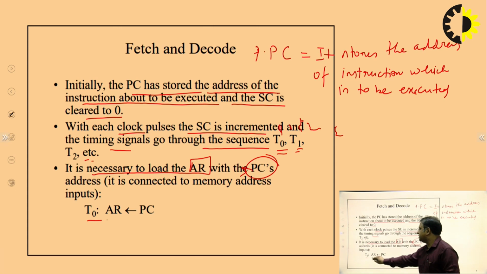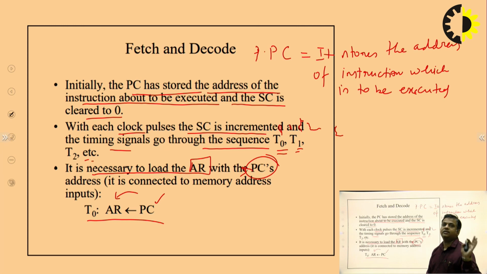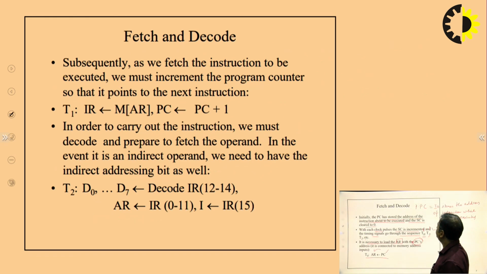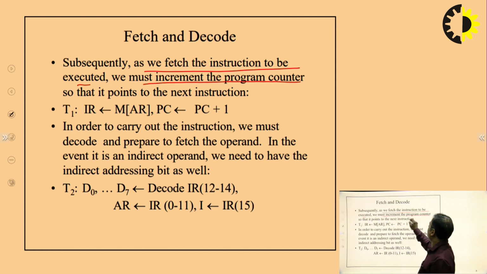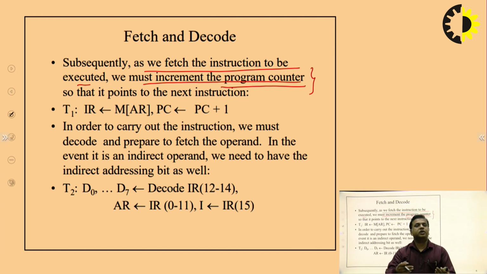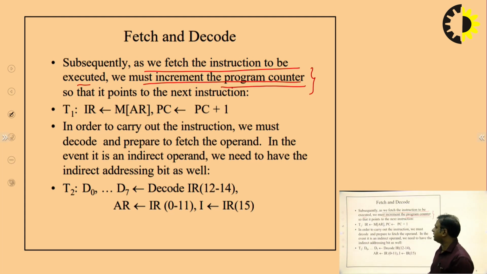So in clock T0, what is happening? The program counter is transferring its contents to the address register. Now the address is in the address register, right? So the program counter will be updated. Let's see how it is going to happen. Second, subsequently, as we fetch the instruction to be executed, we must increment the program counter, right? Once we have executed the instruction, the program counter should reference the next instruction that is to be executed. So in the next cycle, what happens?